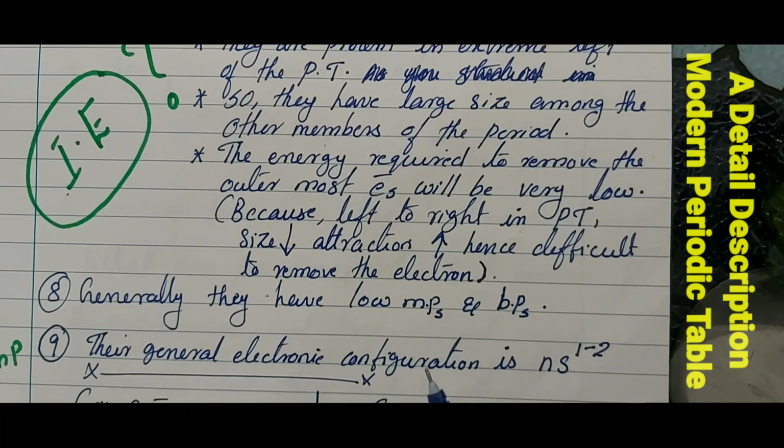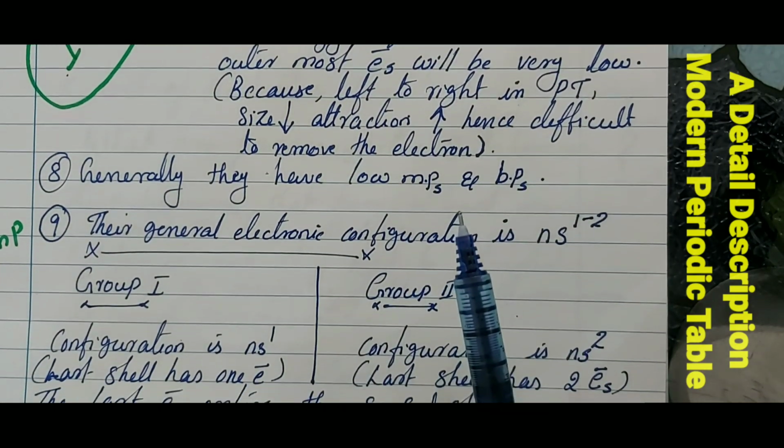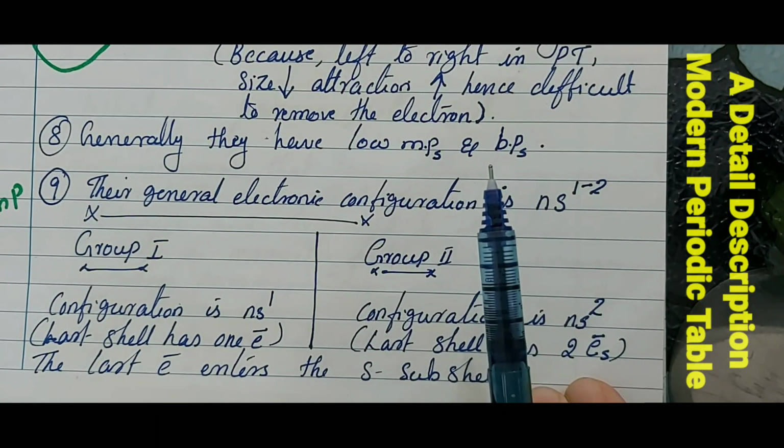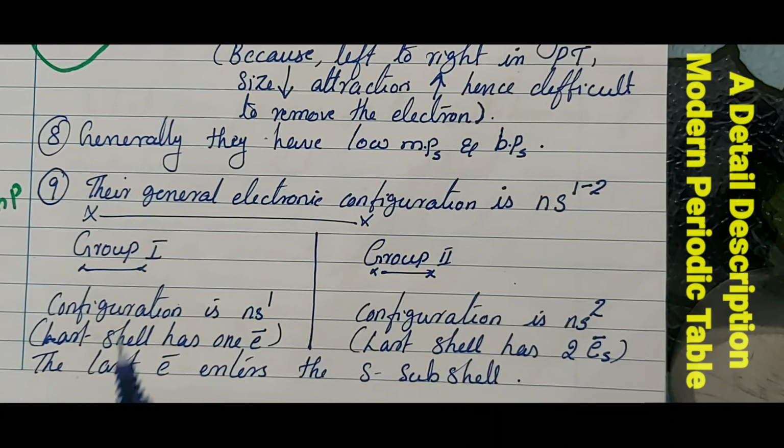Then, the electronic configuration. This part is very, very important. I have written here that the general electronic configuration is ns1 to 2. What is the meaning of that? We'll discuss that in detail. For group 1, the configuration is ns1, and for group 2, it is ns2. What is the meaning? The last electron is going to the s orbital or s subshell.